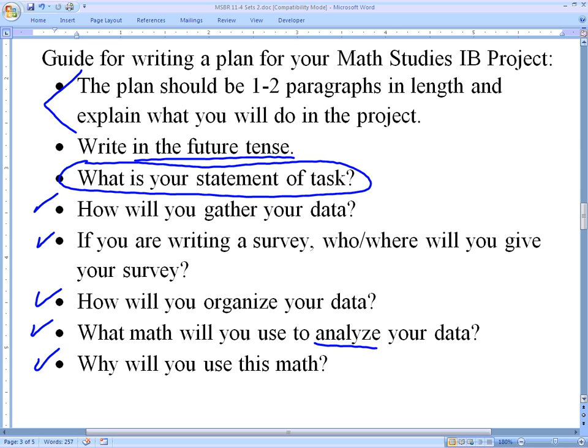of things. I need your first draft of this plan uploaded to the SLC, again, by either next Friday for A days, this coming Friday, or the following Monday for B days.